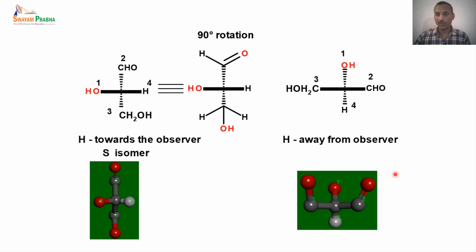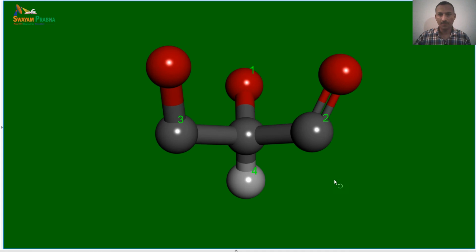Let us go to the 3-dimensional view for this molecule and see how it is actually represented. So this is the exact assignment. 1 is here, 2 on the right, 3 on the left, 4 at the bottom. So now here is the three-dimensional representation of the same molecule. OH is at the top, CHO is at the right side, CH2OH is on the left hand side, hydrogen is at the bottom. For convenience, I have not shown the hydrogen for the hydroxyl group, aldehyde and CH2OH, because this becomes much easier for us to visualize the molecule.